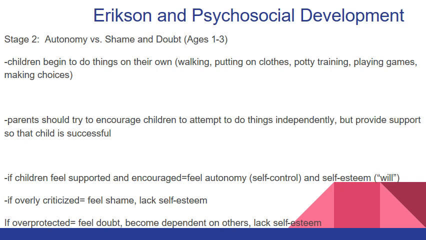doing things on their own. Walking, putting on clothes, choosing what toys to play with, potty training. And parents should encourage children to do things independently. However, parents should also make sure that the student is successful and provide support so that those students are successful. If children feel supported and encouraged, they feel autonomy, self-control. They also feel self-esteem. They feel accomplished and competent, that they can do things on their own.